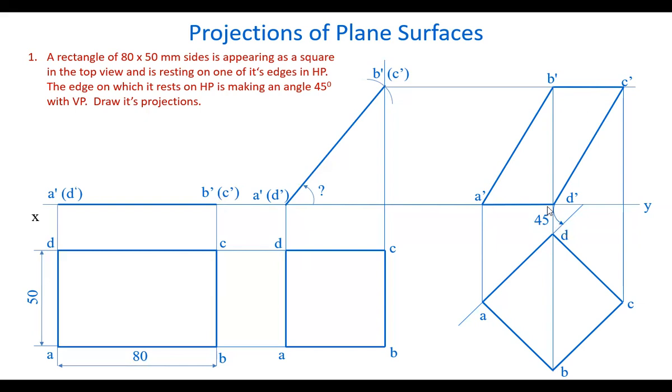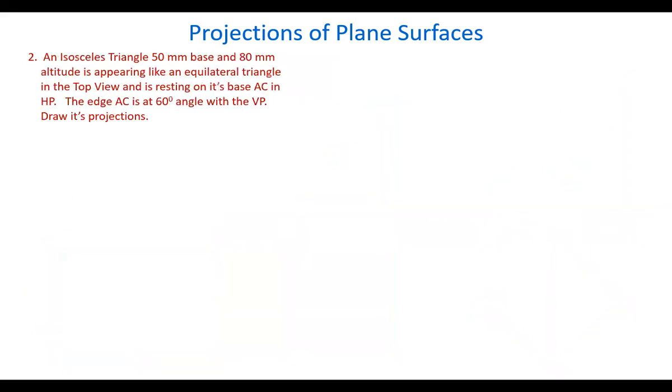Of course, this edge is the true inclination only because the AD edge is in the horizontal plane. That's why this angle, whatever you see in the top view, is the true inclination. So these are the projections of the rectangle appearing like a square. Now, let's take another example.